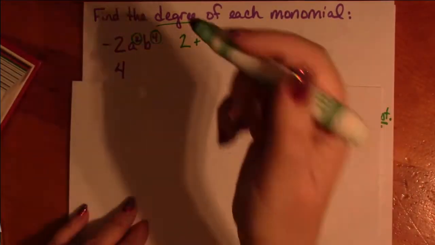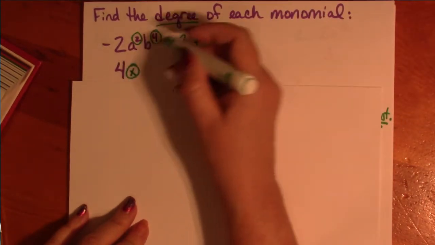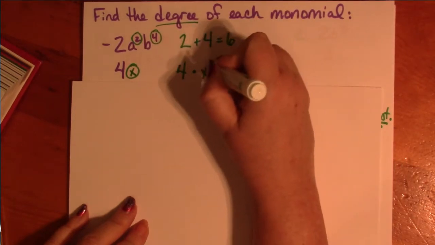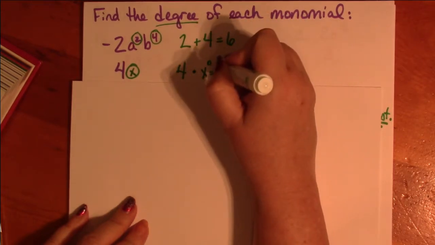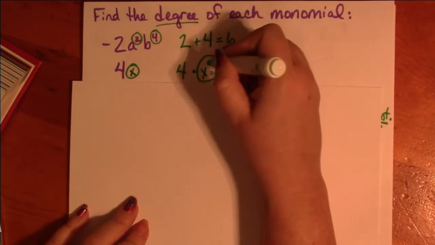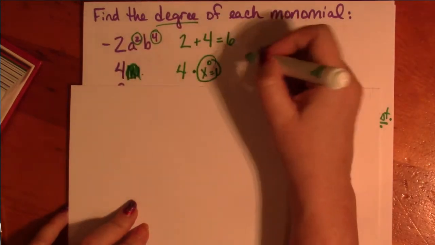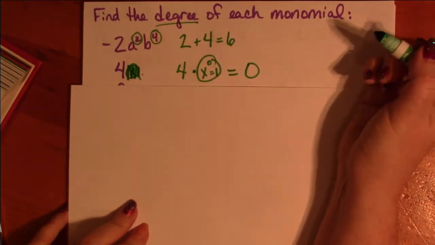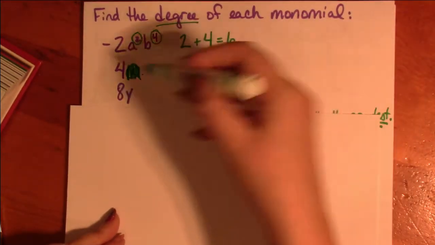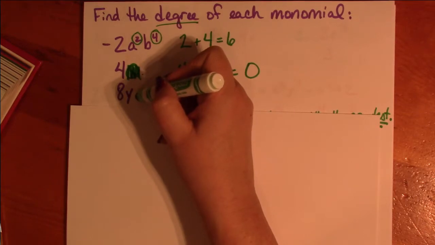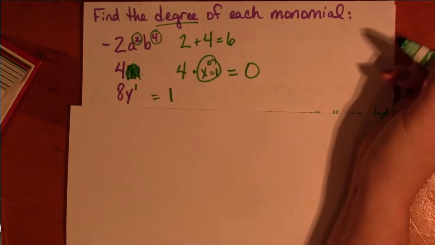The number 4 has no variable. So essentially you could say this is 4 times x to the 0, because x to the 0 equals 1. And because x to the 0 has a degree of 0, and 4 does not have a variable, this has a degree of 0. All constants, which are just numbers without variables, have a degree of 0. Here we have 8y. Now this y actually is y to the 1. There's one y there. So our degree here is going to be 1.